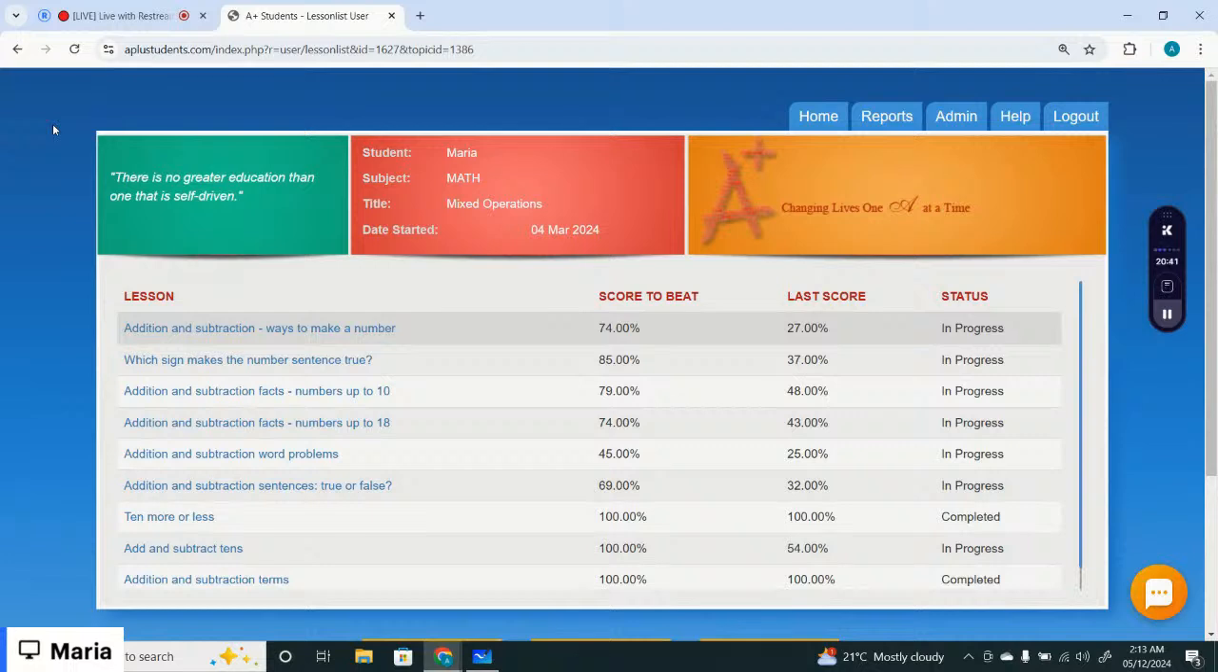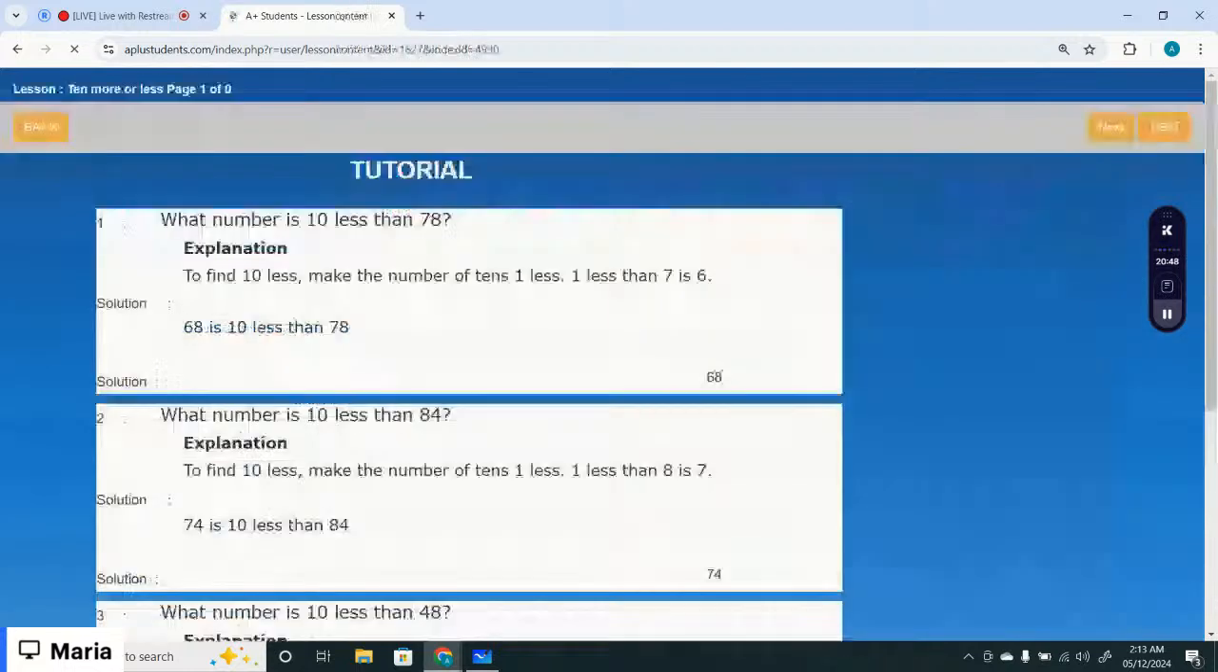The next lesson is 10 more or less. Let's start with the next lesson. What number is 10 less than 78? 10 less than 78 means you have to subtract. You have to subtract 10. So that means you have to do 78 minus 10.